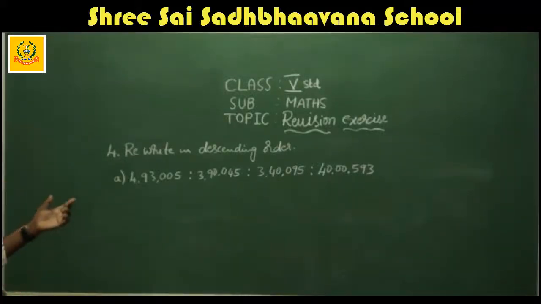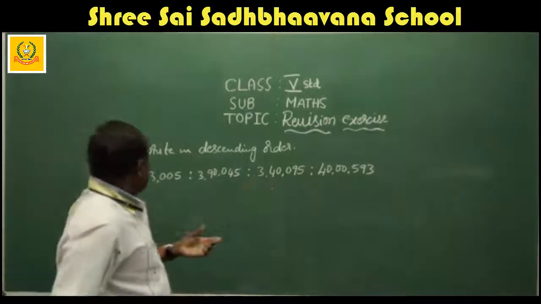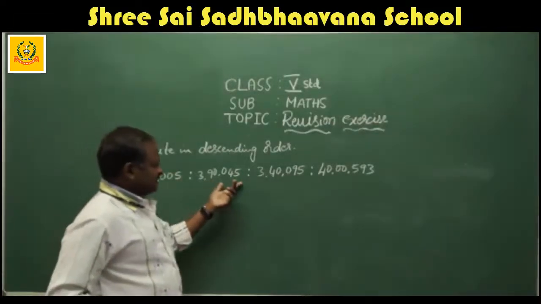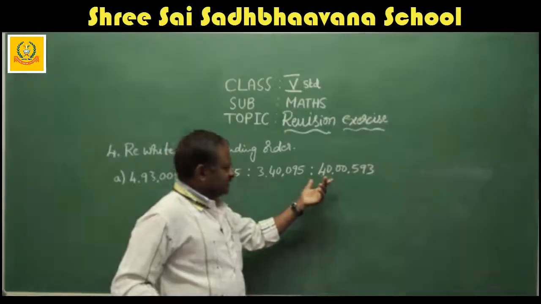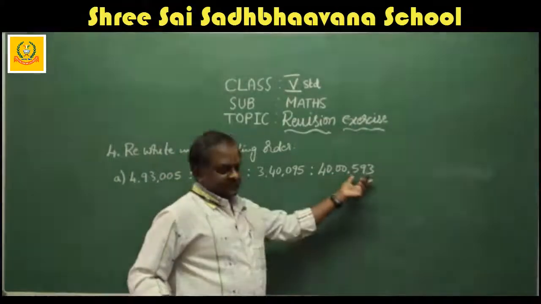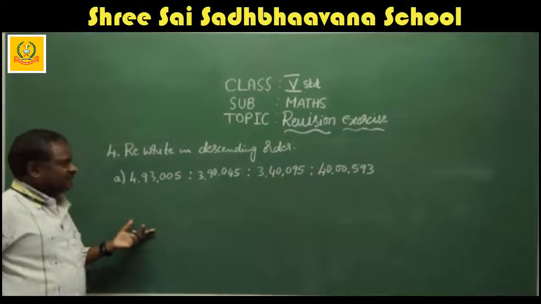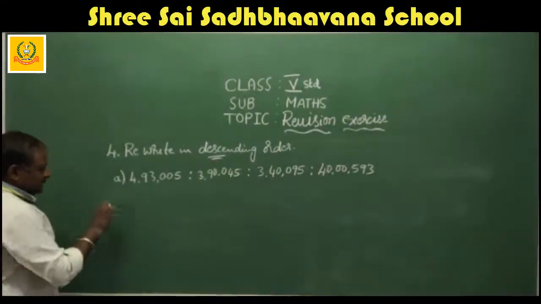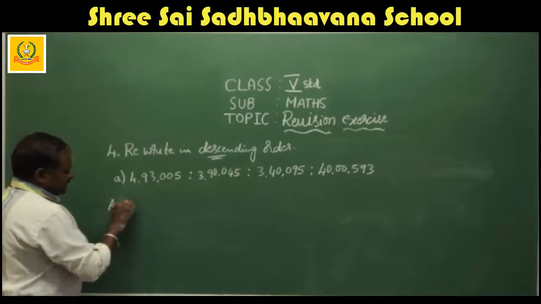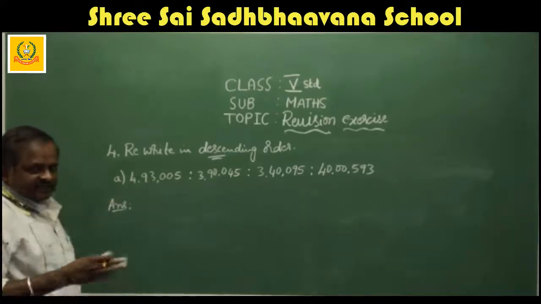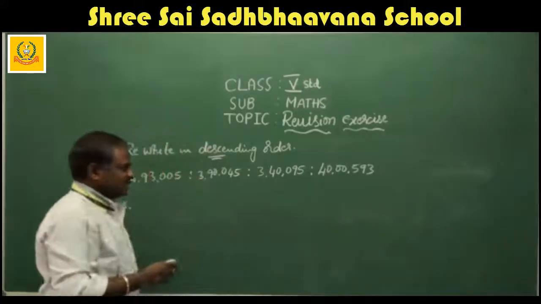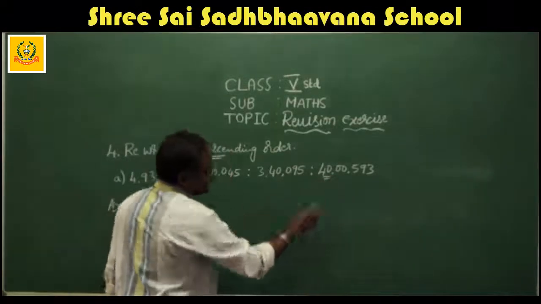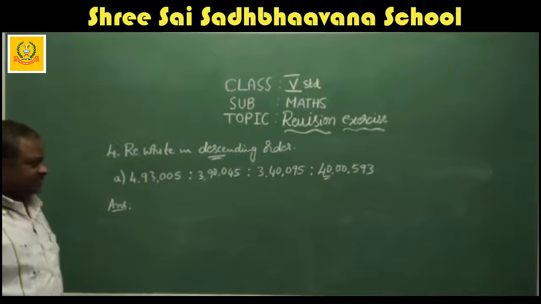So here they are given the 4 numbers. First one 4,93,005, 3,90,045, 3,40,095, 40 lakhs 593. So here, descending order. Descending means from smaller to bigger. Sorry, from bigger to smaller. Descending means from bigger to smaller. So which is the bigger one here? 40 lakhs. The number is 40 lakhs.